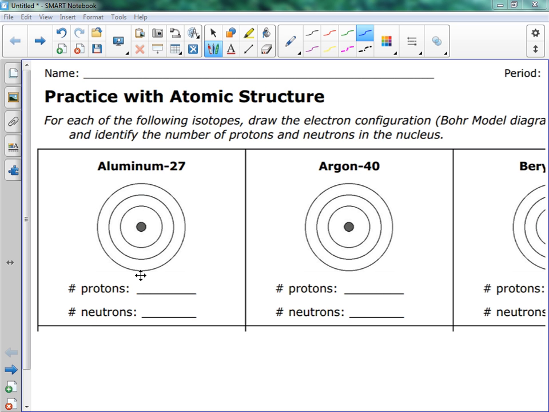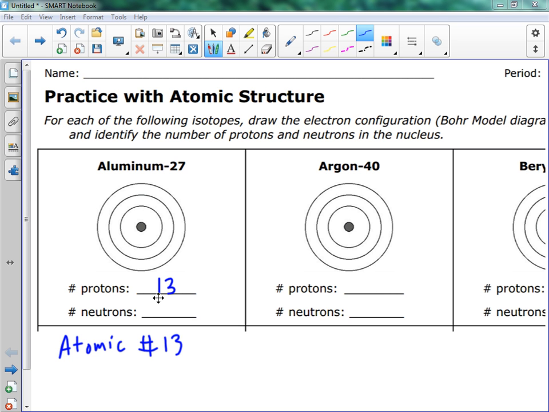So we can use that to tally up what's going on in the nucleus, and then we'll concern ourselves with what's going on with the electrons. Okay? So you would need to refer to a periodic table, and if you look up aluminum in the periodic table, you will see that the atomic number is 13. And that defines the number of protons in the nucleus.